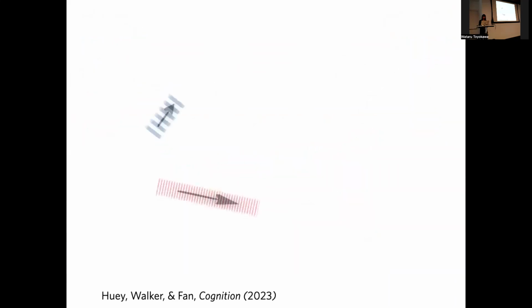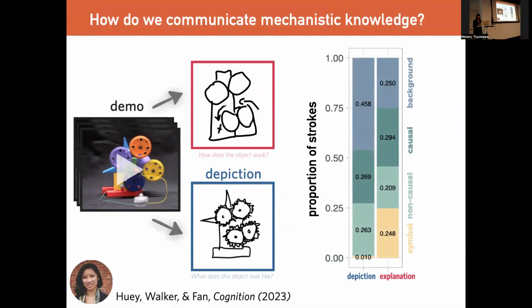So in work led by Holly Huey, a PhD student in my lab, and in collaboration with Karen Walker, we found that when people produce visual explanations for a machine that they just learned about, rather than ordinary depictions that are meant to just illustrate what a machine looks like, they actually reach for qualitatively new graphical elements, including arrows to convey motion and causal interactions between parts of a machine, even at the expense of preserving visual fidelity to the target object. And what this suggests is that however it is that people are encoding information from direct experience with the machine and how it works, it's clearly a flexible enough mental representation that it's able to support really different readouts in the service of different communicative goals.